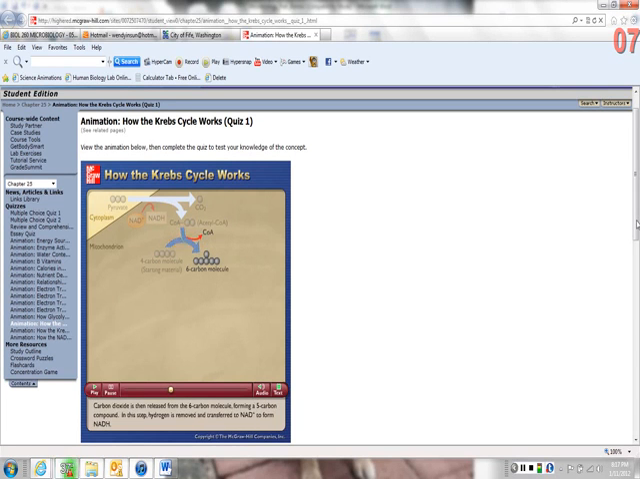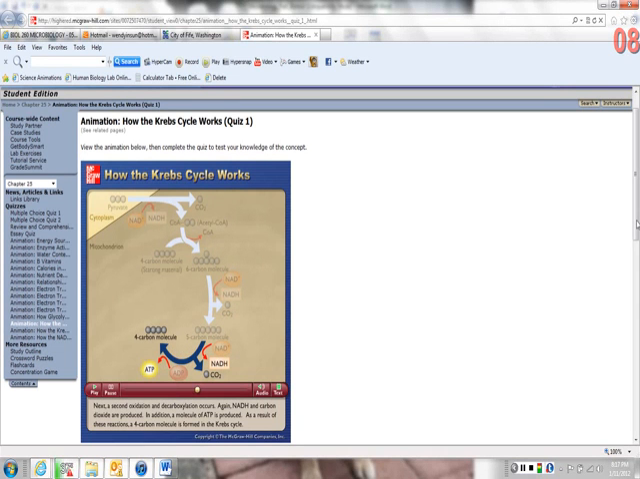Carbon dioxide is then released from the 6-carbon molecule, forming a 5-carbon compound. In this step, hydrogen is removed and transferred to NAD+ to form NADH. Next, a second oxidation and decarboxylation occurs. Again, NADH and carbon dioxide are produced. In addition, a molecule of ATP is produced. As a result of these reactions, a 4-carbon molecule is formed in the Krebs cycle.